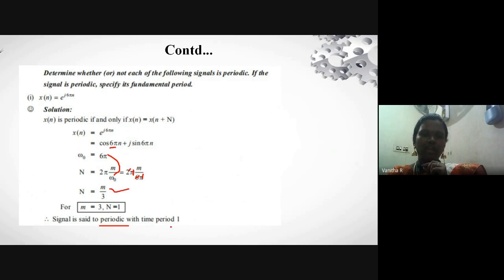So like this, we have to do the periodic and aperiodic signal type of problems. The given signal is a discrete time signal. We have to declare whether it is a periodic signal or an aperiodic signal.